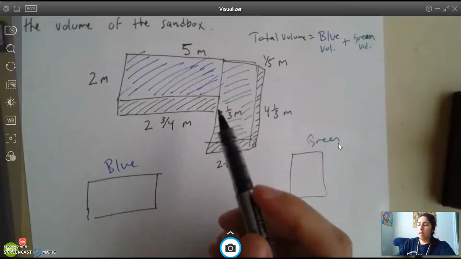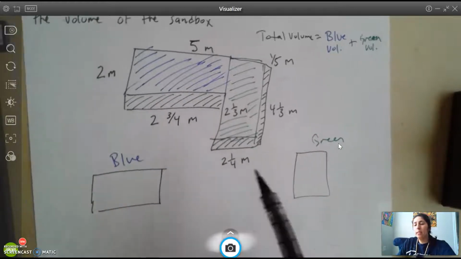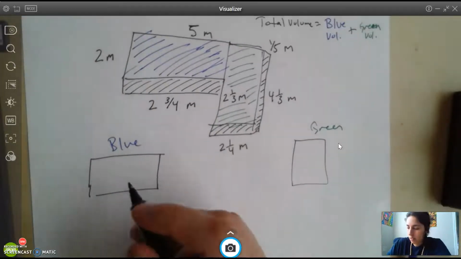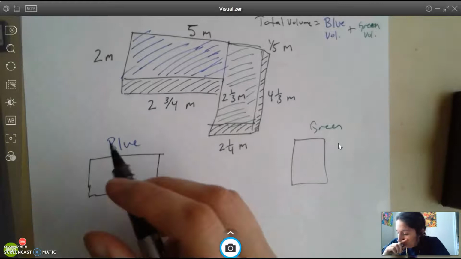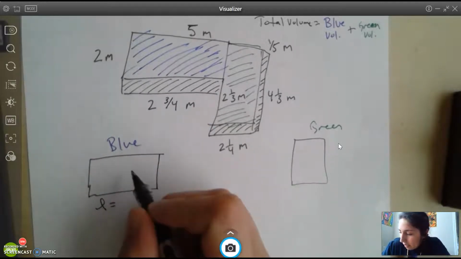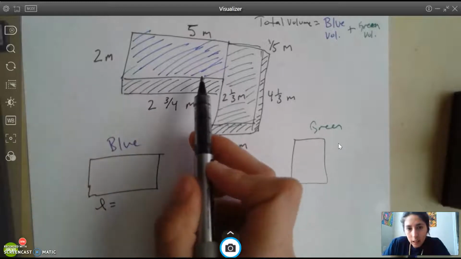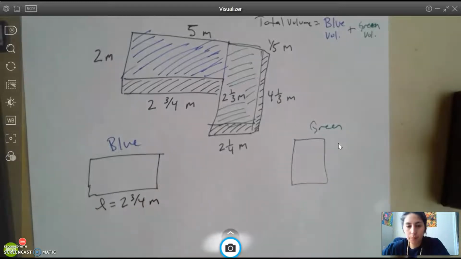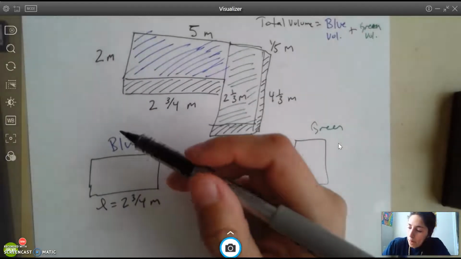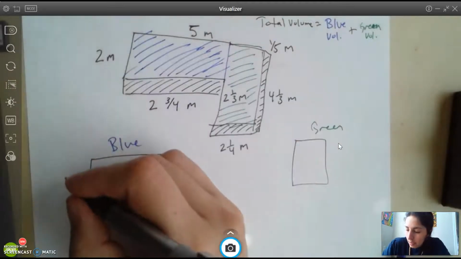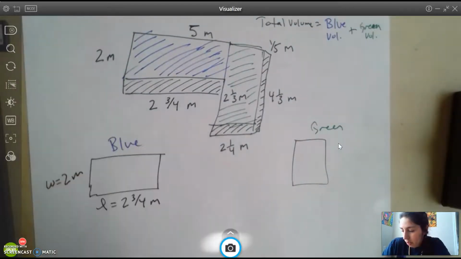I'm going to go ahead and label my measurements again separately so that my work stays a little bit more organized. All right, so let's see. My blue rectangle, which is this guy, has a length, and I'm looking down here, a length of 2 3/4 of a meter. I'm labeling my width for this rectangle here, looking at my original shape, as 2 meters.